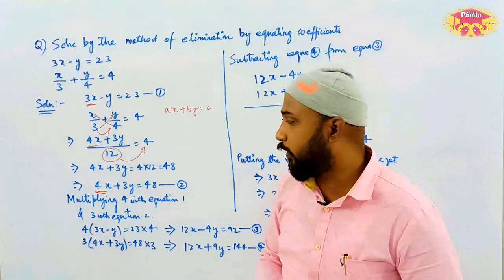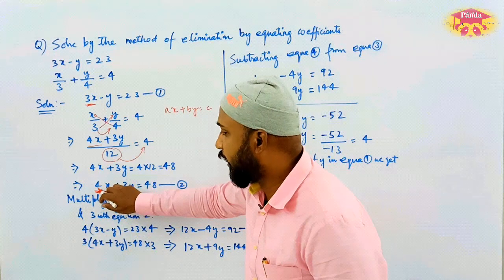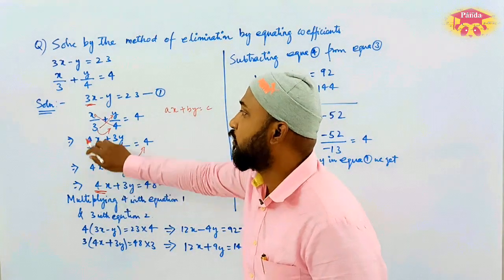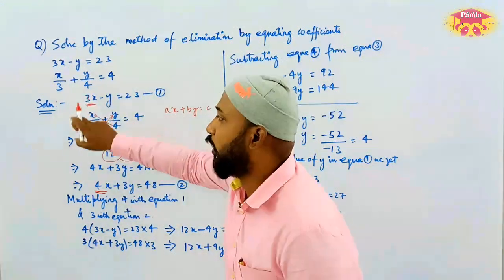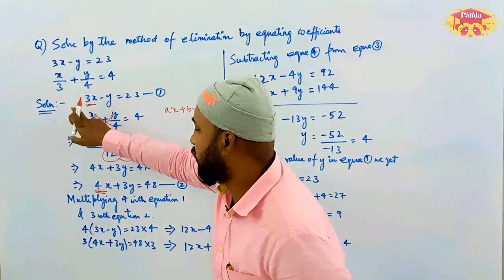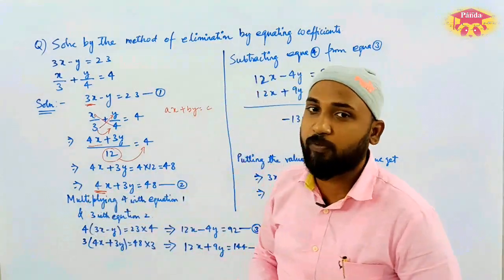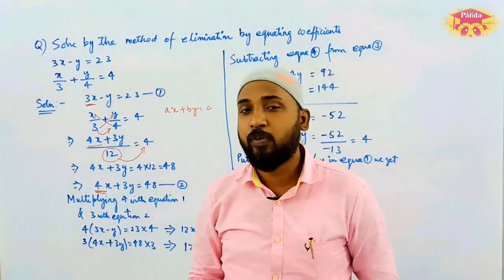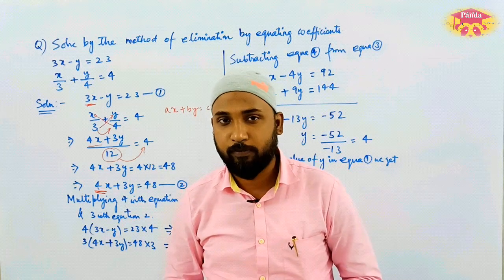When I want to equate the coefficients of x, what is there over here? 4 is there. This needs to be multiplied to equation 1. And what is there over here? 3 is there. That needs to be multiplied with equation 2. In this way, we can equate coefficients.